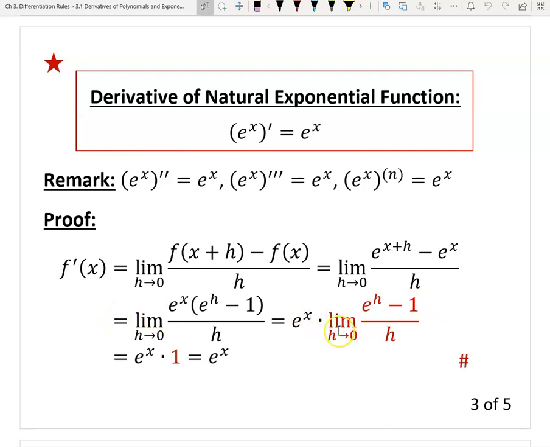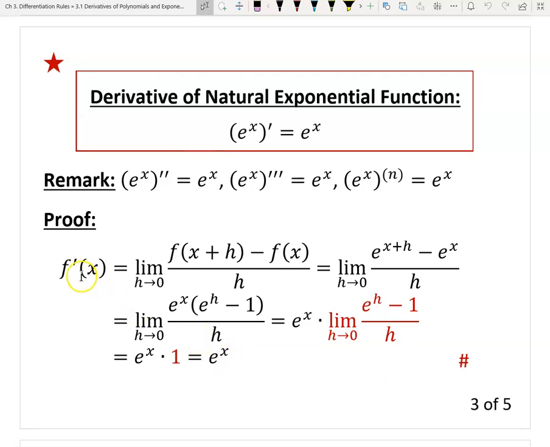Can you look at this red one now? What is that? That's 1. Why? That's the definition for e. In the definition for e, this limit equals 1. So therefore, we have e raised to the x power times 1, which equals e raised to the x.